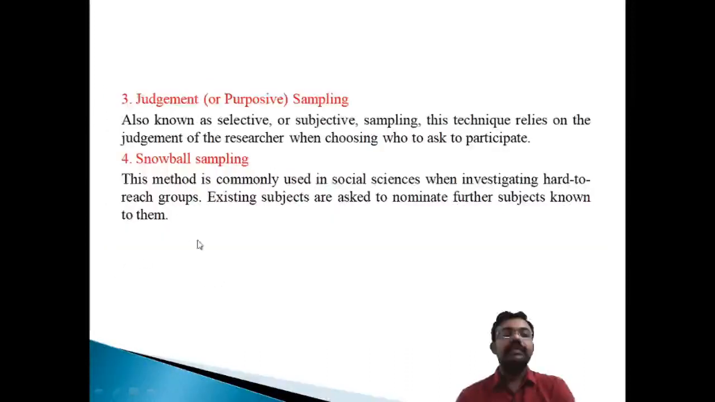The third one is judgment sampling. The very important element is the judgment. Judgment sampling is also known as purposive sampling. This technique relies on the judgment of the researcher. It is the judgment desired by the researcher when choosing whom to ask as a participant. From the researcher's point of view, the researcher makes the judgment in selecting the sample, and that is known as judgment or purposive sampling.